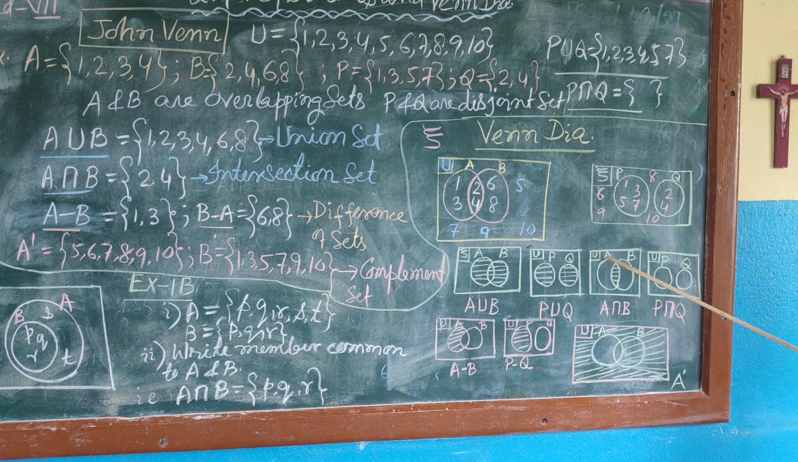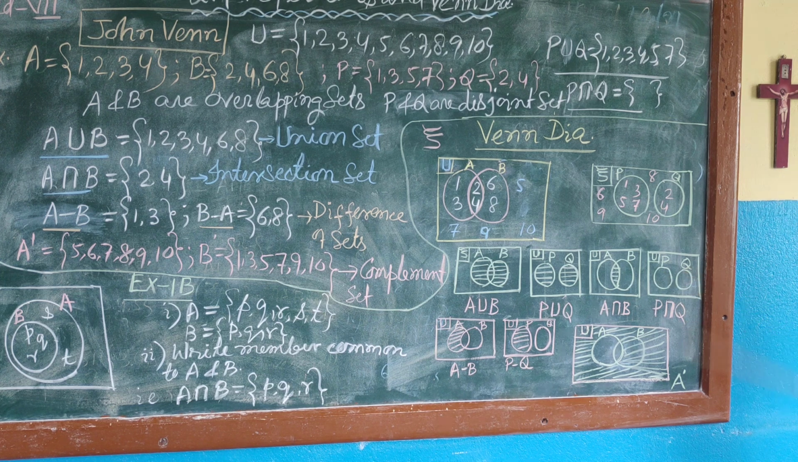Now, see the intersection set, how it is shaded. This particular region is for the intersection set. The overlapping region is the intersection part. A intersection B is this. In this case, see, there is no shaded part because these two are disjoint sets. The intersection set will be the null set.